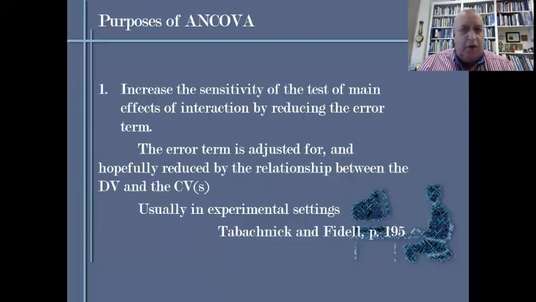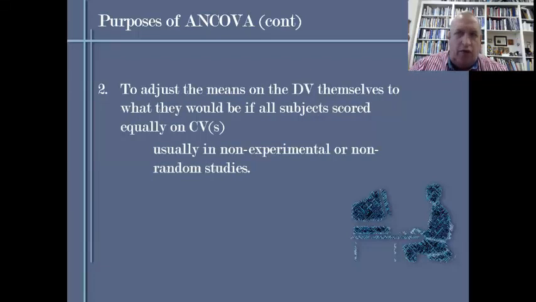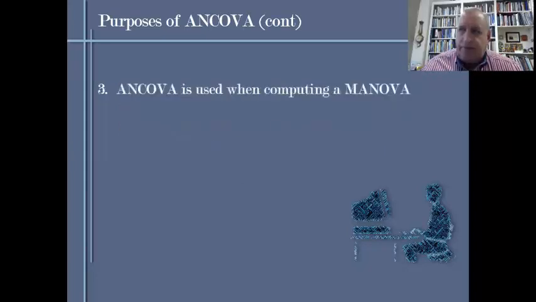A second purpose of the ANCOVA is to adjust the dependent variable to what it would be if all subjects scored equally on the control variable. And usually we find this being a purpose of the ANCOVA when we have non-experimental or non-random studies. One of the assumptions of ANCOVA is that the groups were selected randomly. When you have to violate that because of the way things are set up, you would need to explain that so that people can read your results in light of that.